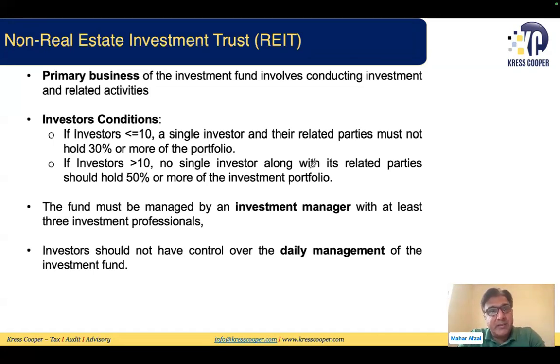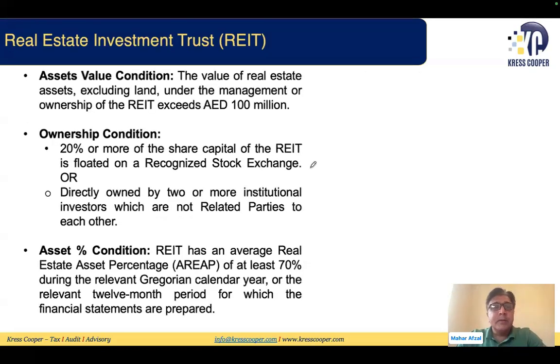This specific condition can be classified as REIT and non-REIT. Non-REIT conditions are these four conditions, and REIT conditions are these three conditions. If your fund is established as a real estate investment trust, these are the three main conditions. The asset value condition means the portfolio that the fund is managing should not be less than 100 million, excluding the value of the land. How we can calculate this 100 million, we'll be discussing in our coming slides.